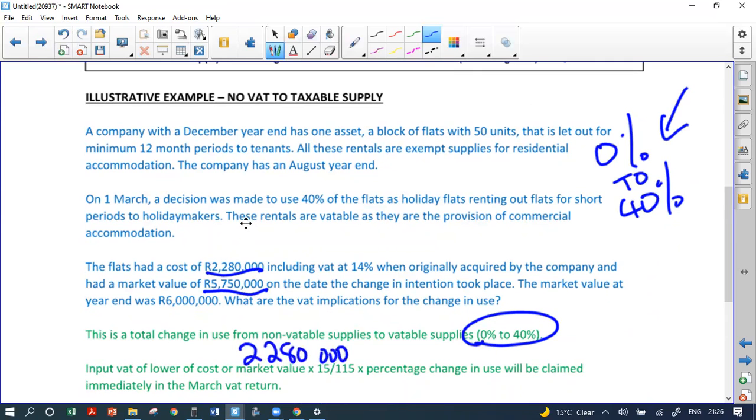or market value, 5,750,000. Guys, I don't care that it was bought at 14% VAT. That is not what the current VAT rate is. You're always going to use times 15 over 115 here. And how much input VAT can I claim? 40%, because it's now used 40% for VATable purposes.